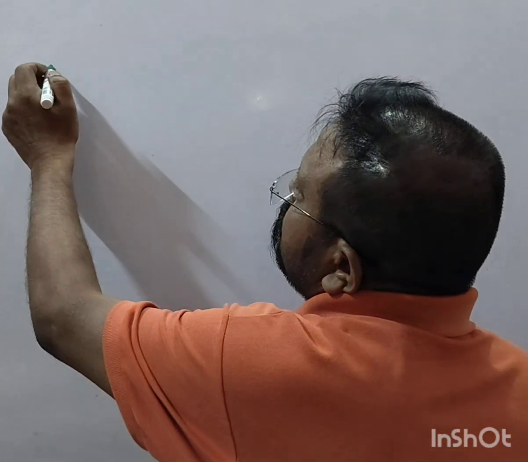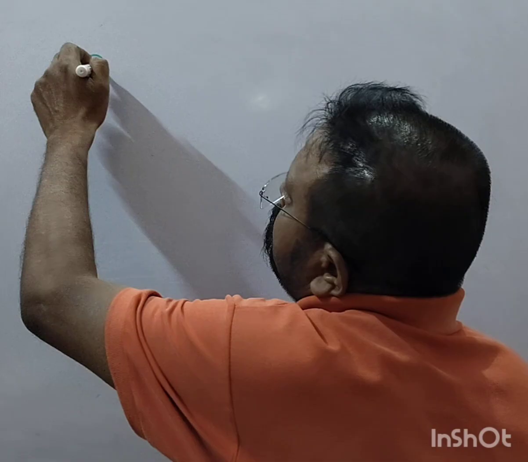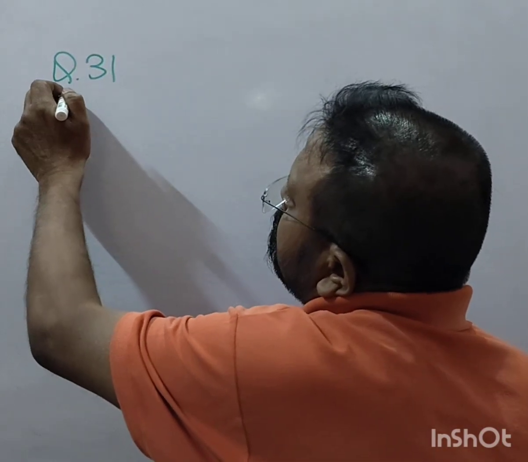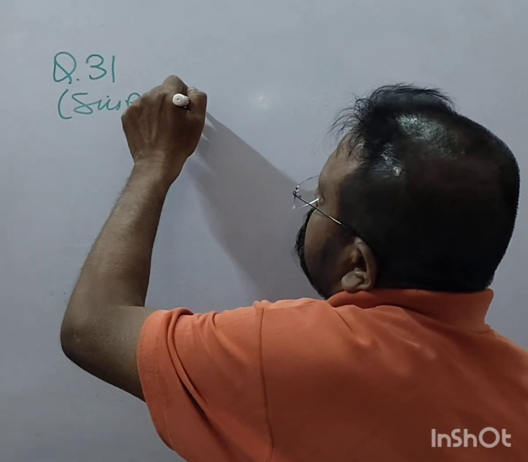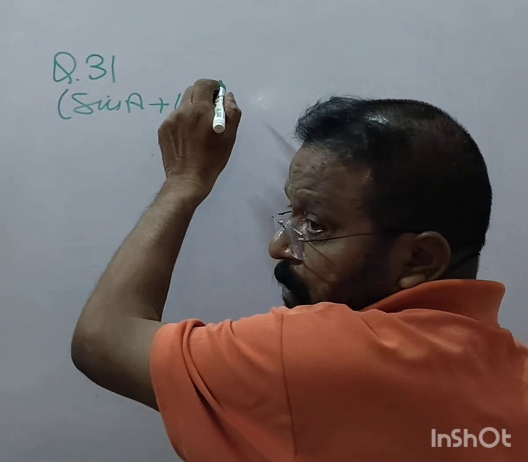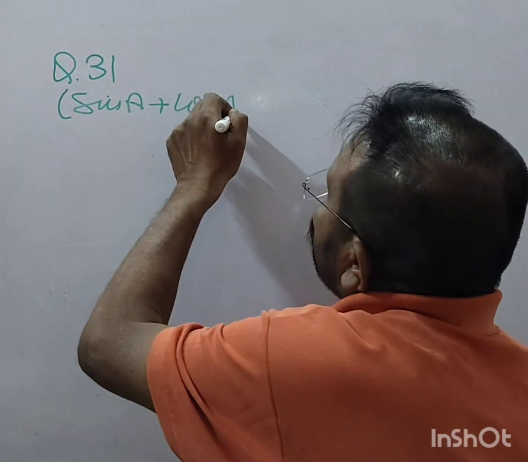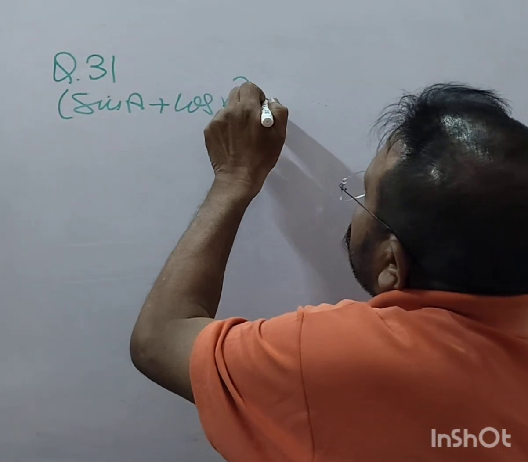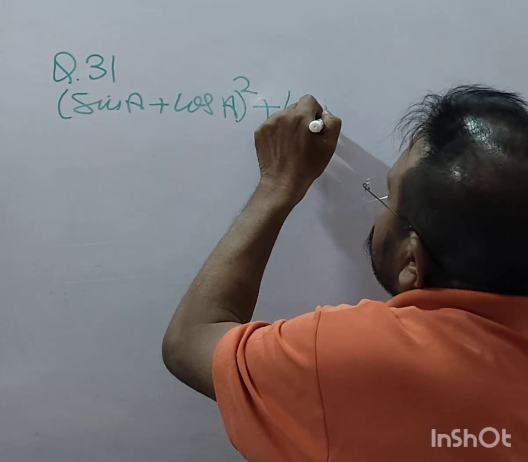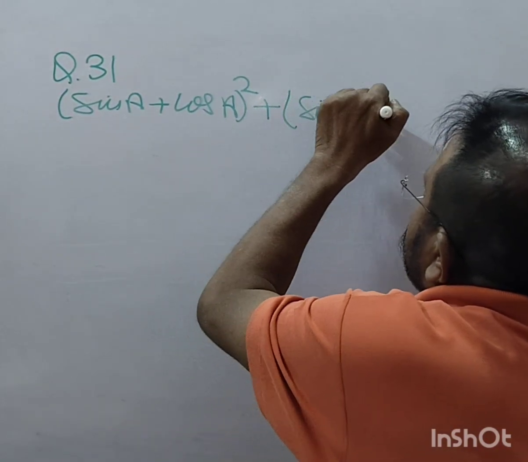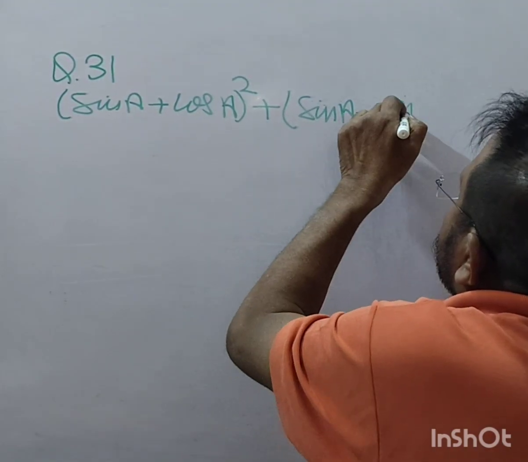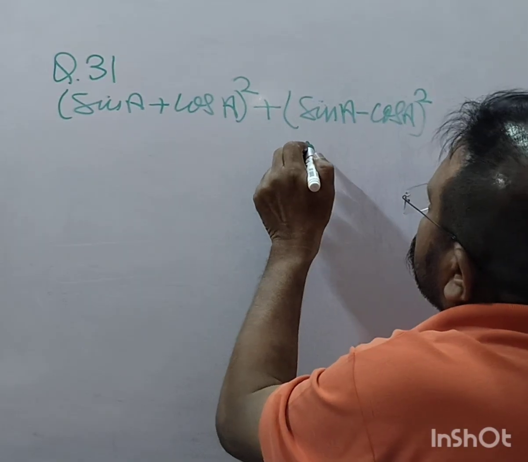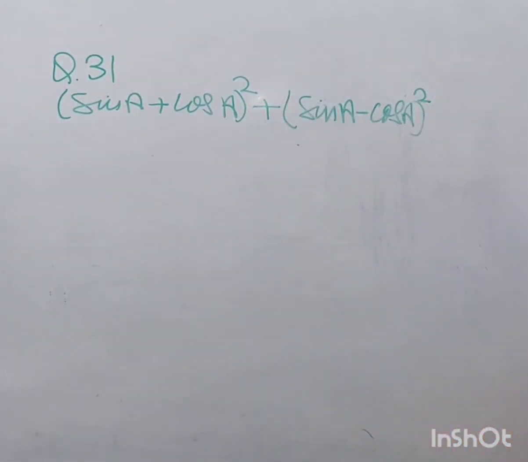This is question number 31. Bracket sin A plus cos A whole square plus bracket sin A minus cos A whole square is equal to 2.